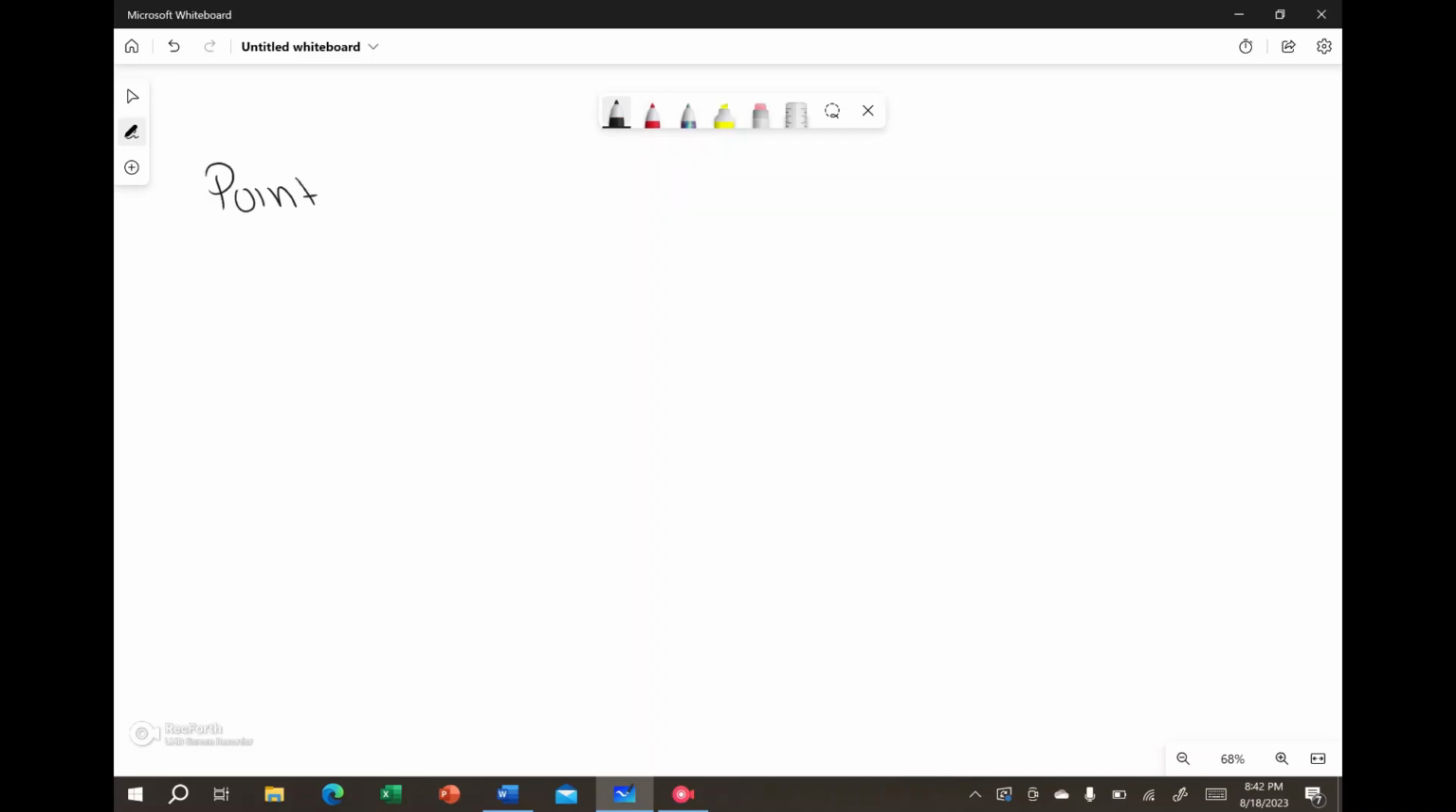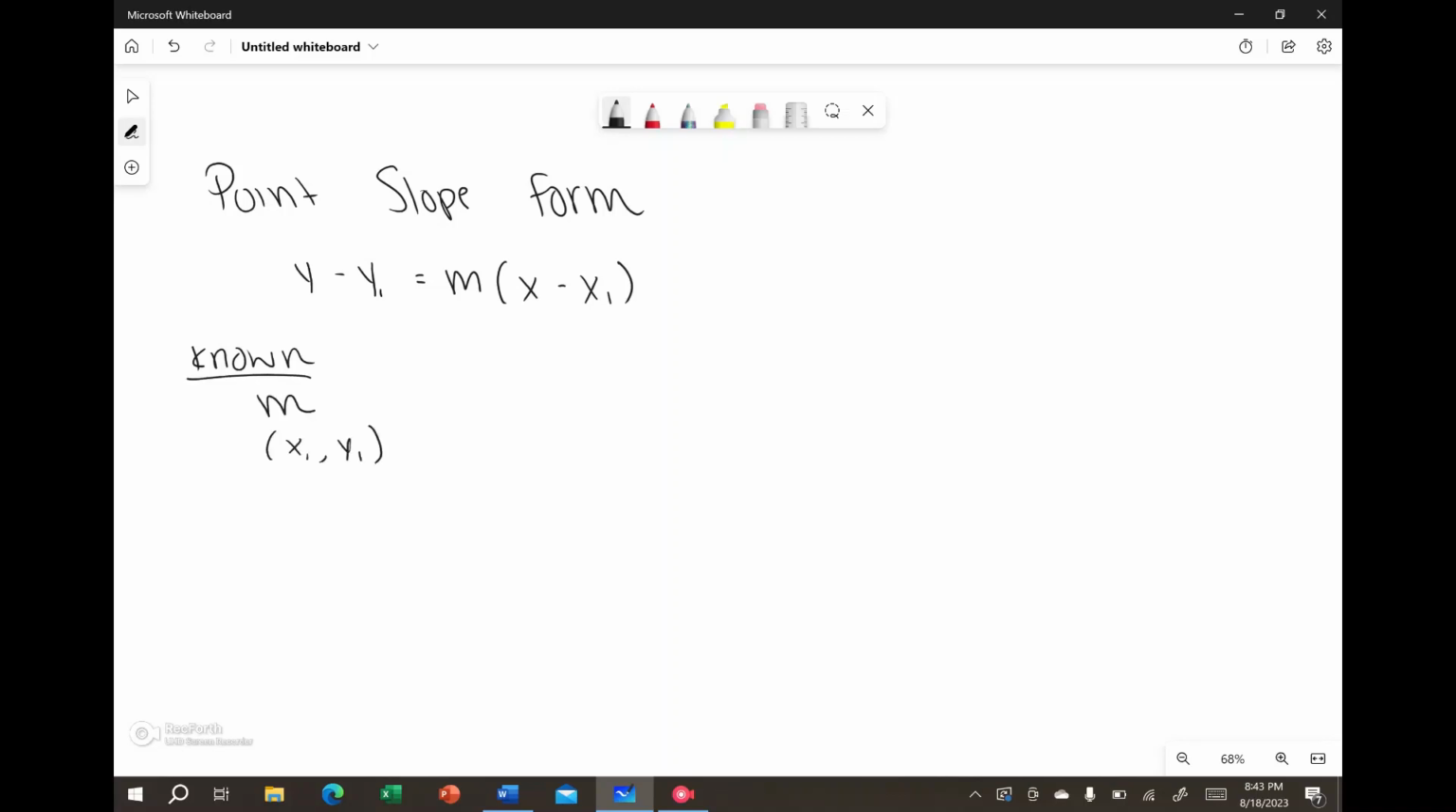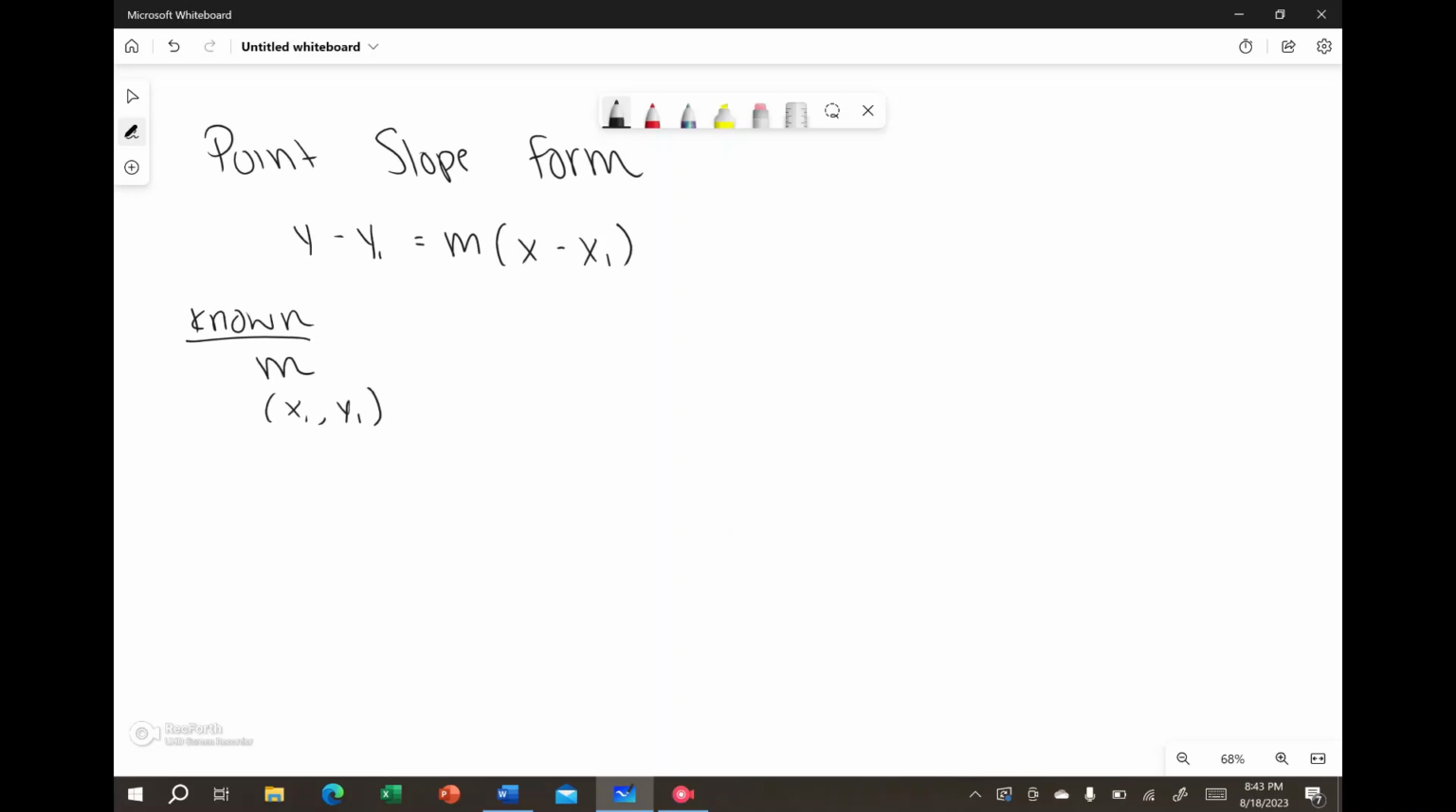And lastly, let's work on point slope form of the equation. This equation is y minus y1 equals m times x minus x1. This is the point slope form of the equation of a line. This equation defines the line in terms of its slope, m, and one known point. So let's work on an example. We're going to be given a circle with a radius of 5, centered at the origin. We're asked to find the standard form of the equation of the line tangent to this circle at the point (3, 4).